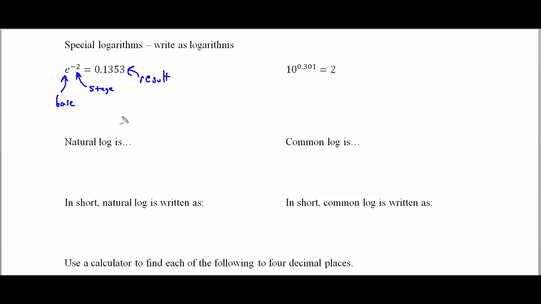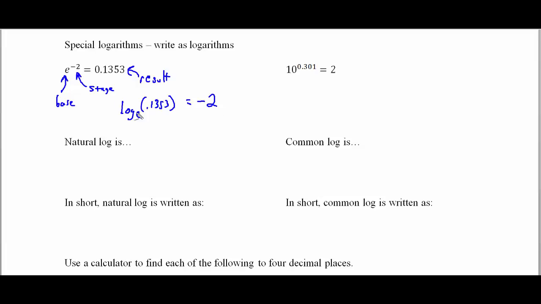And as I have taught logarithms in these videos, we start off with the base as our corner of the log. The result is what's in the parentheses next to it. So this is 0.1353, and this gives us the stage of -2.